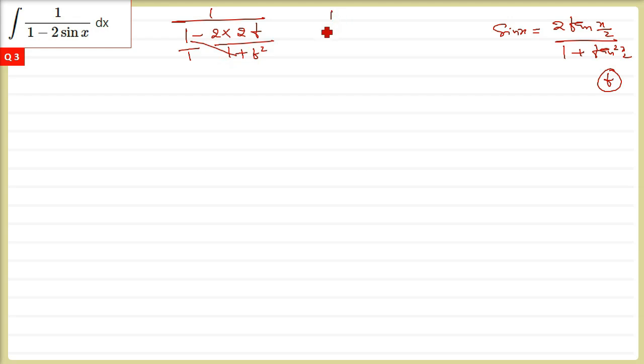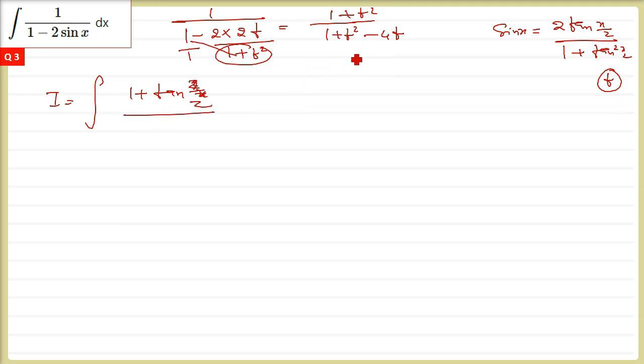Now just take the LCM here. So 1 plus t square minus 4t, 1 plus t square goes here, minus 2 to the 4t. 1 plus t square in the denominator goes up. So what do you get? 1 plus tan square x by 2. Now I am just writing the actual thing, tan square x by 2, and then we have 1 plus t square minus 4t. So you can write this as t square minus 4t plus 1, so tan square x by 2 minus 4 tan x by 2 plus 1. Okay, 1 plus tan square x by 2 is directly sec square x by 2. You already know this formula.